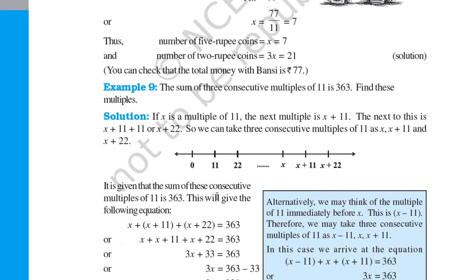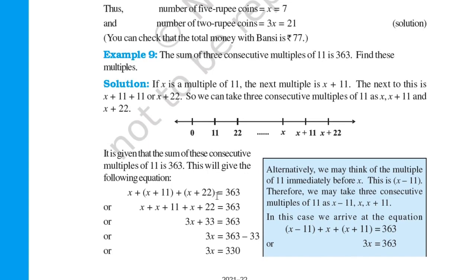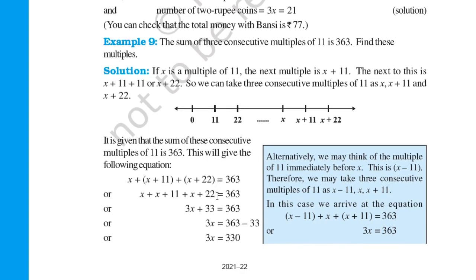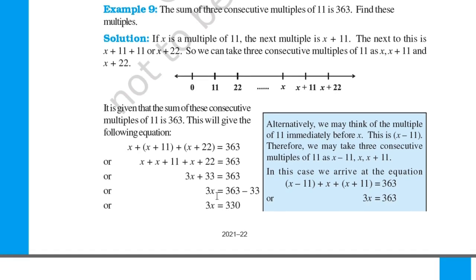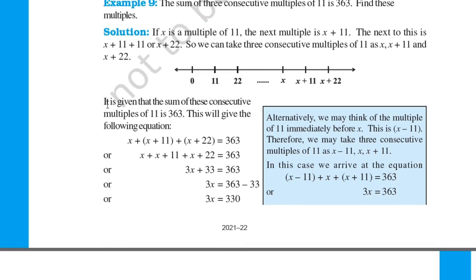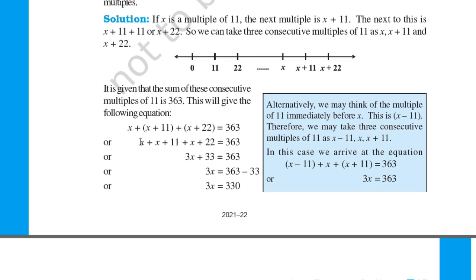So now example number 9: the sum of 3 consecutive multiples of 11 is 363. Find these multiples. So the solution is, if x is a multiple of 11, the next multiple of 11 is x plus 11. The next is x plus 11 plus 11, that gives x plus 22. So now we can take 3 consecutive multiples of 11, that is x, x plus 11 and x plus 22. So you can see here they have put it on the number line like this. It is given that the sum of the 3 consecutive multiples of 11 is 363. This will give the following equation.